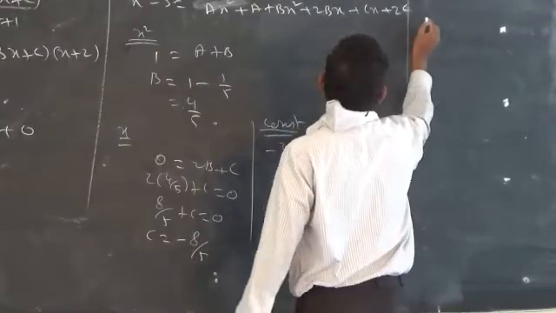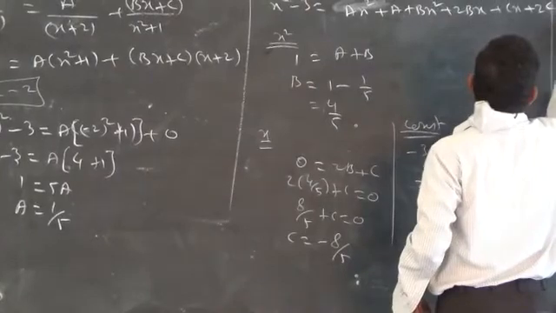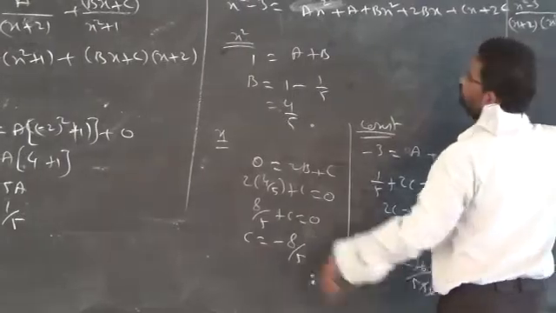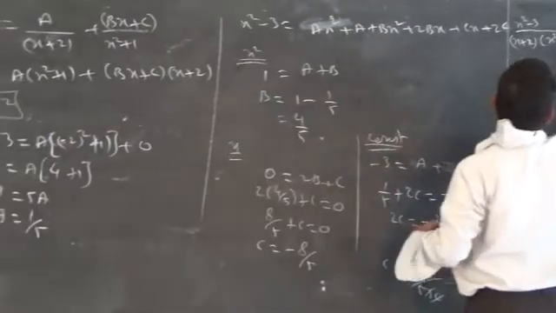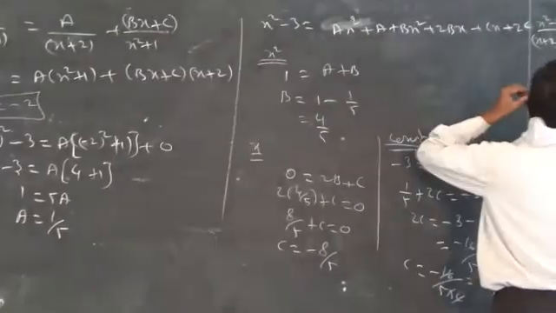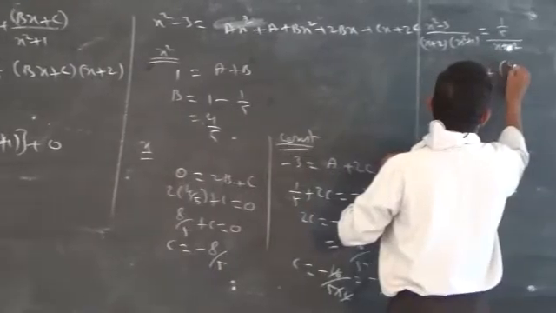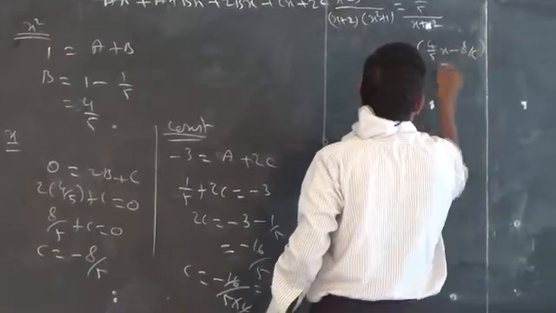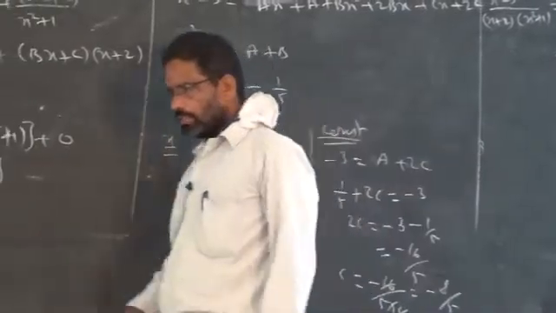After finding these values, you please replace. That is, you have to write the question x square minus 3 over (x plus 2)(x square plus 1) is equal to, what is your a? a is 1 by 5, so 1 by 5 over x plus 2, then what is the next one? Plus, open the bracket and write inside the bracket, b is 4 by 5 x. What is your c? Minus 8 by 5, over x square plus 1. Clear? So this is the method.